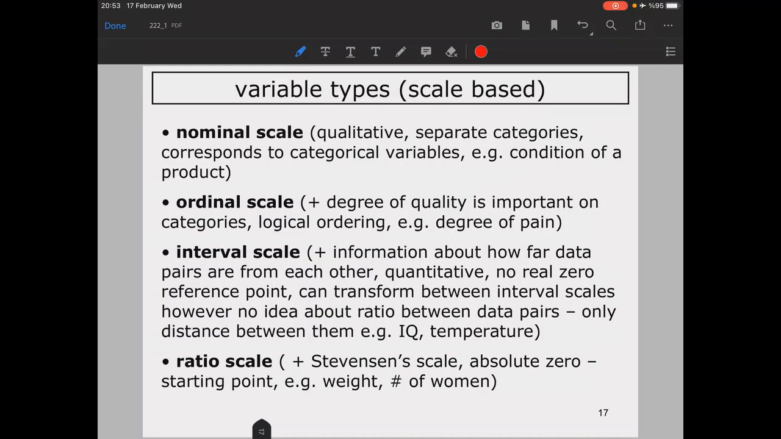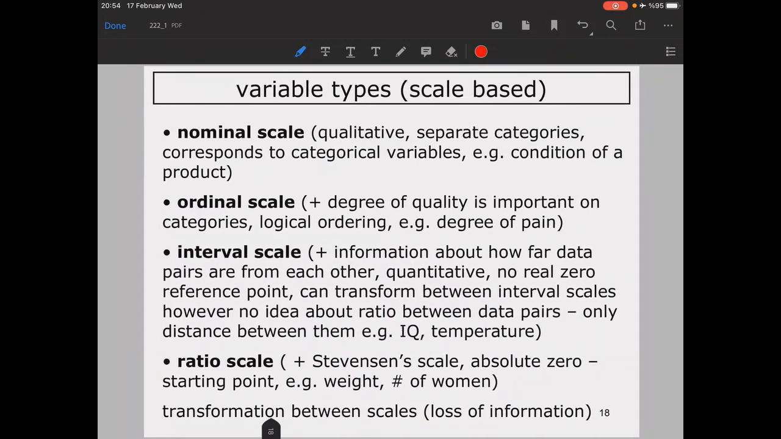And the number of women in a classroom, for example. In classroom A, the number of women is 9, and in classroom B, the number of women is 3. We can say that we have 3 times more women in class A than B. So we're talking about a variable which is based on the ratio scale here. The transformation between scales is really possible, but with a cost, with loss of information.